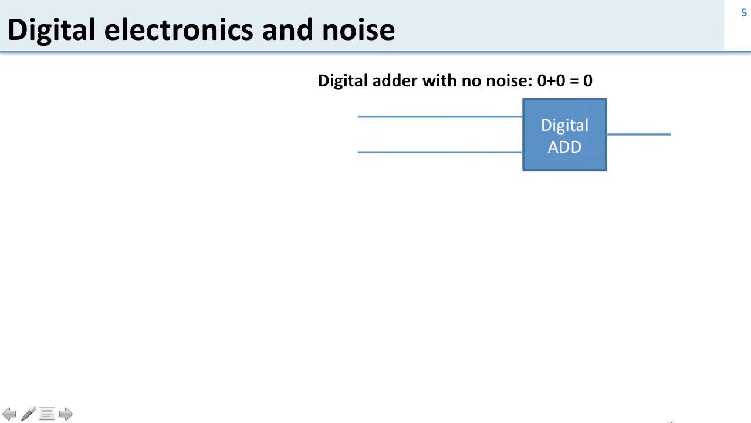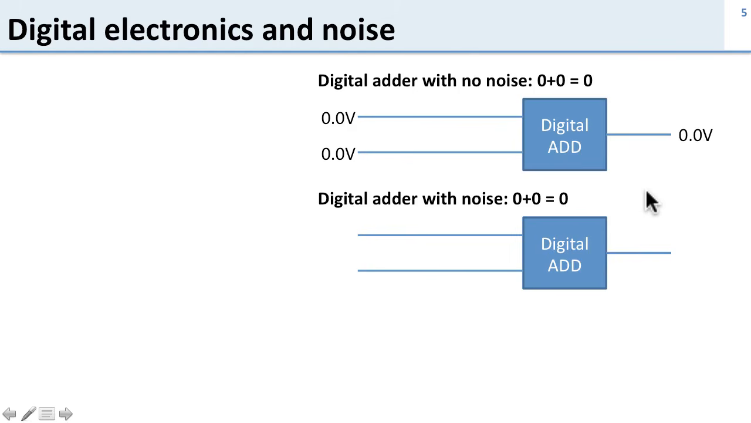Now let's take a look at an example here. Say I have a digital adder with no noise, and I'm going to do 0 plus 0 equals 0. So here are my two inputs, 0 and 0, and I'm getting an output, and well, we all know that 0 plus 0 is 0, so I expect a 0 volt output. Now let's see what happens when we add noise to that.